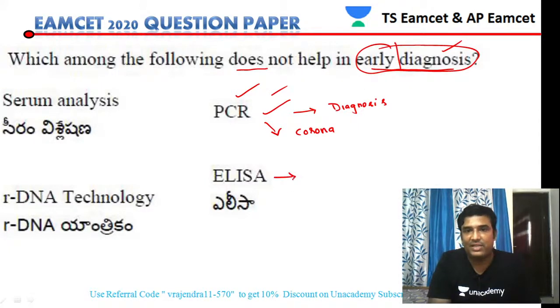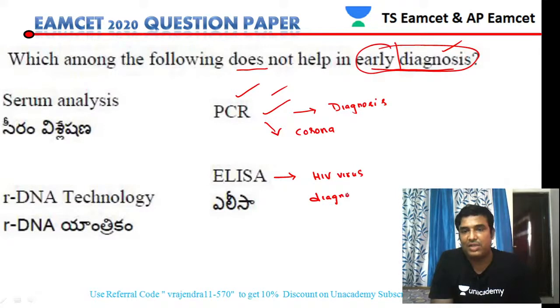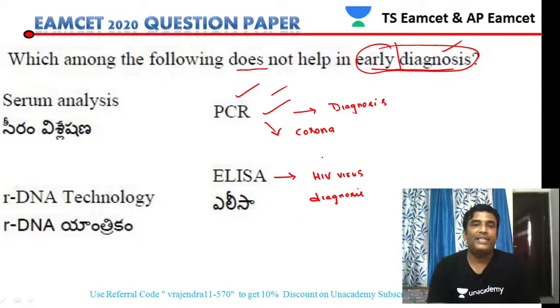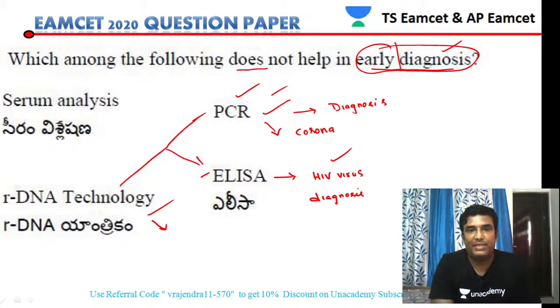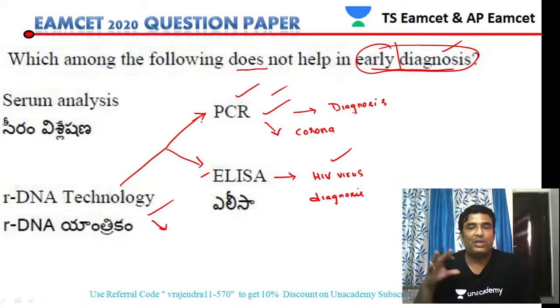Similarly, ELISA is used to test the HIV virus. So it is also involved in diagnosis. Then rDNA technology involves PCR and ELISA. Both are part of rDNA technology only. That means rDNA technology is also used in diagnosis.